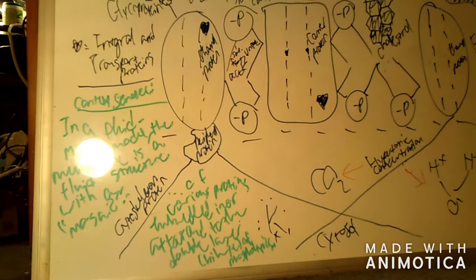So in a fluid mosaic model, the membrane is a fluid structure with a mosaic of various proteins embedded in or attached to the double layer, bilayer of phospholipids.